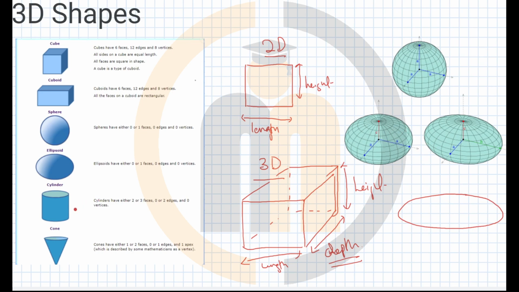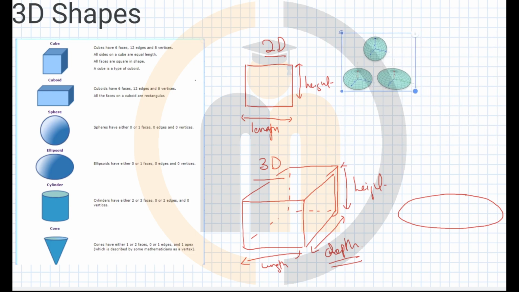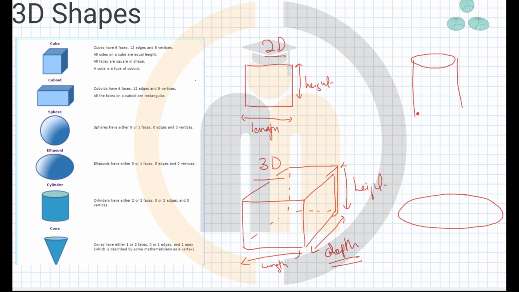Okay, and we have the cylinder and also the cone. Now these are rounded objects, so they are slightly different. A cylinder basically has a circular base and a circular top, connected together by a rounded surface. That is a cylinder. As for a cone, we have a circular base connected by a rounded surface, but it meets at a sharp point at the end. So this is a cone. This is a cylinder.